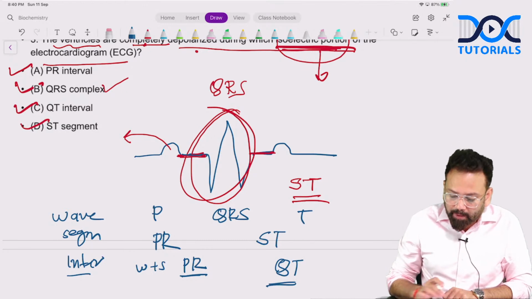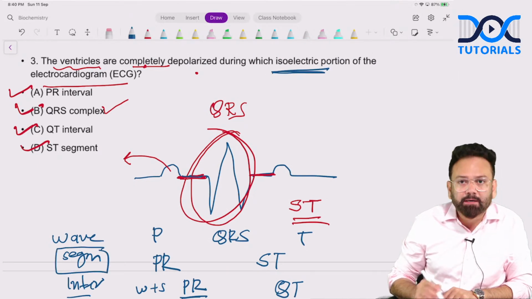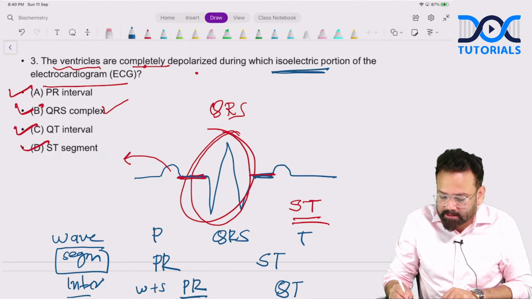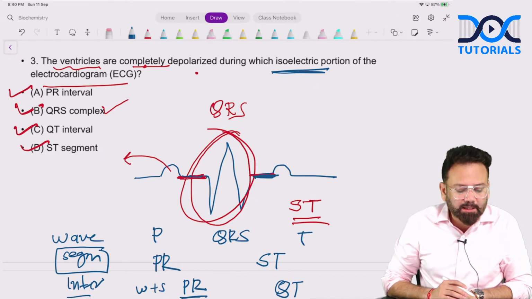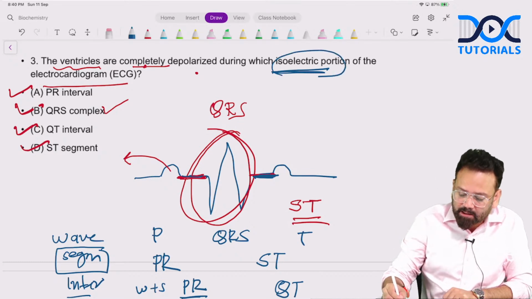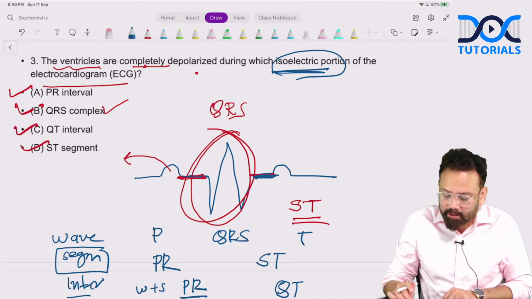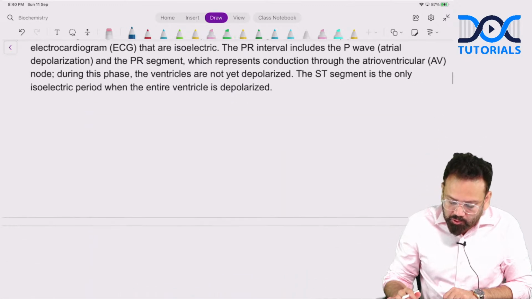Yes or no? But they are asking about the isoelectric portion, meaning they are asking about the segment, and the segment here is the ST segment. Am I clear? So the answer would have been QRS, but because they are peculiarly asking about the isoelectric segment, this is the ST segment. Am I clear? Okay. Next question.